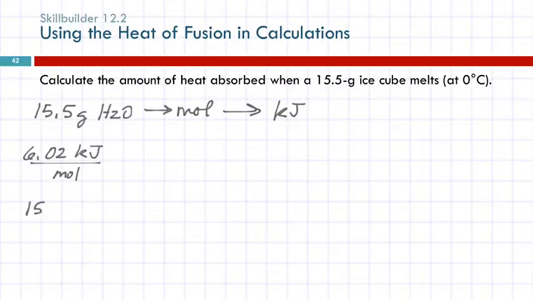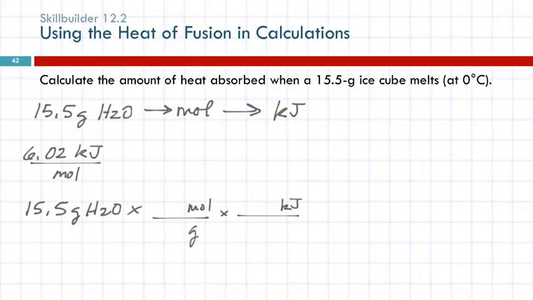So 15.5 grams of water, convert to moles, and then convert to kilojoules. So we got grams down here, so the grams cancel out. Got moles down here, so the moles cancel out. We got the molar mass of water again, 18.016. Yep, 18.016. I use it so often that I can't forget it if I try.